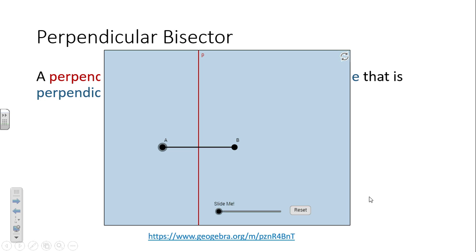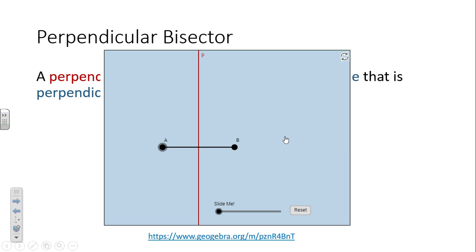Bisector, what does the word bisector mean? Cuts it in half, splits something exactly into two equal parts. So if it's a segment, we now have two congruent segments. If it's an angle, we now have two congruent angles that are half as big as the original one. Okay? So let's look at what happens when we create a perpendicular bisector.